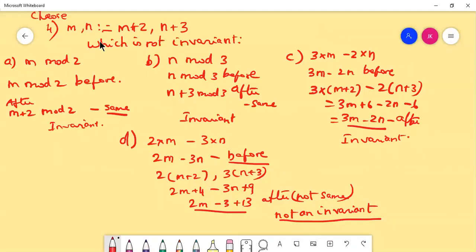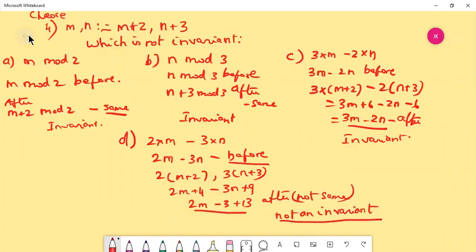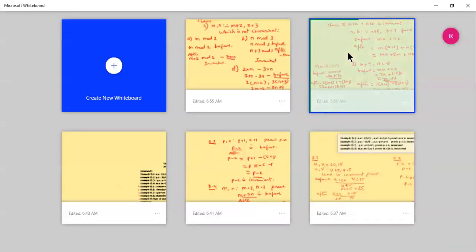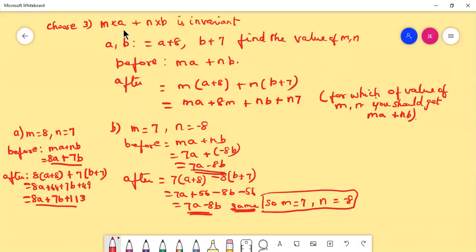I'll go back now. Sorry, this one. See, now this is my invariant. My ma plus nb is my invariant. If I knew the values, I would have substituted my values and got the answer before and after. I don't know my value. So now what is before? The before statement is my invariant itself, ma plus nb itself is my before statement.